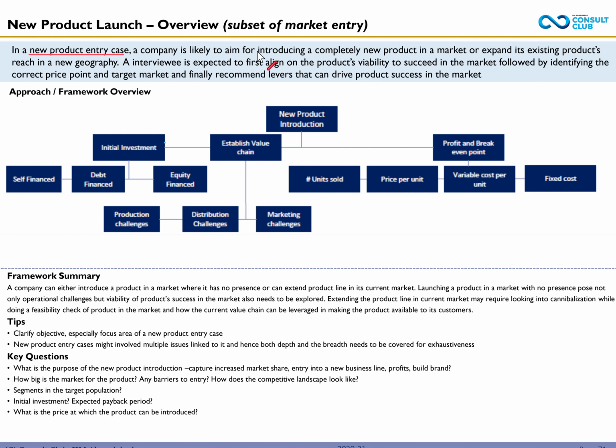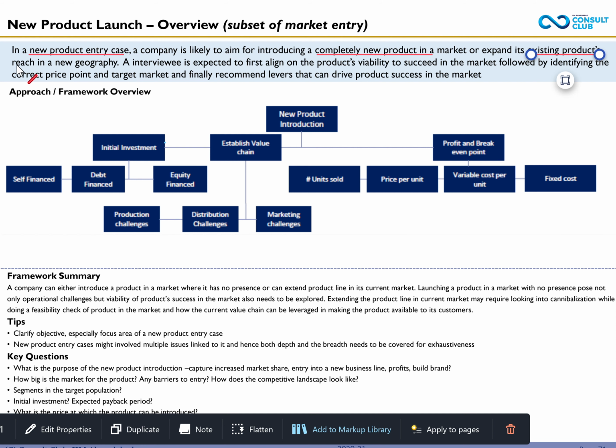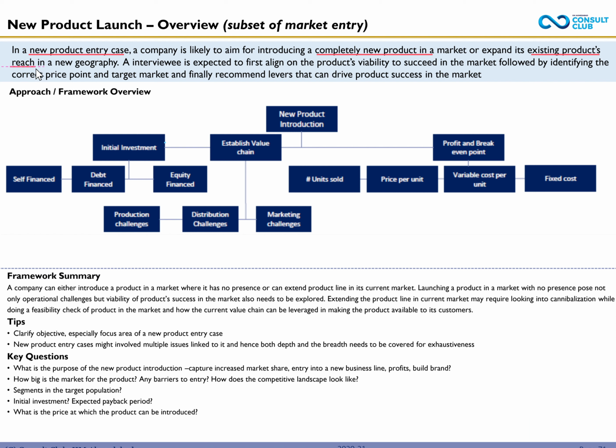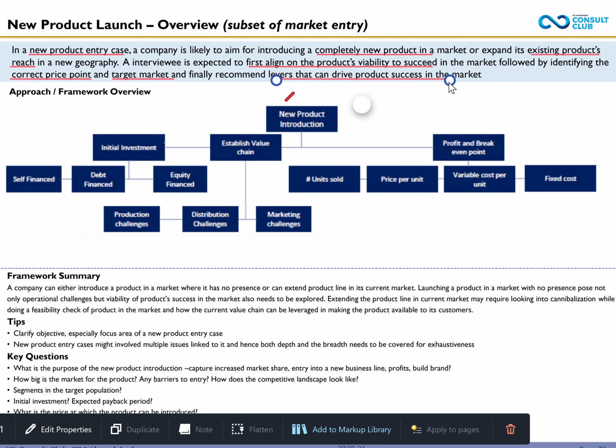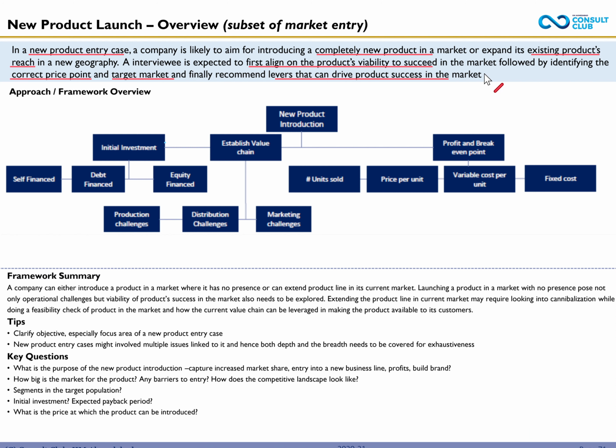The company is likely aiming for introducing a completely new product in the market or expanding its existing product's reach in new geography. An interviewee is expected to first align on the product's viability to succeed in the market, followed by identifying the correct price point and target market, and finally recommend levers that can drive the product success in the market. So what are you expected to do?